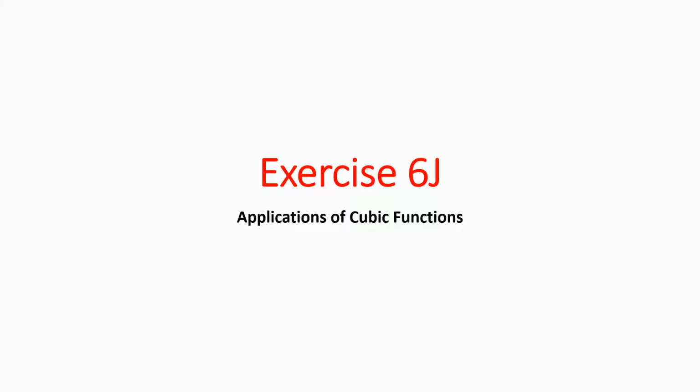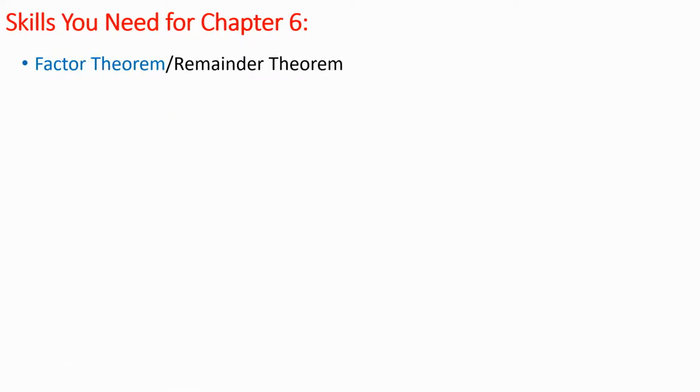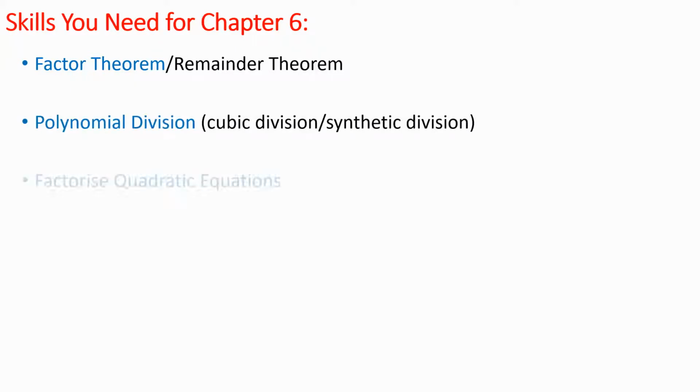Alright, here we go. Exercise 6J. Let's do an example. When you're doing chapter 6, these are the skills that you need. You need to be able to use factor theorem first to find out your factor. You need a linear factor before you could then divide. That was a skill on your homework sheet that I gave you. It's due today. After that, your next skill is chapter 3, factorizing quadratics.